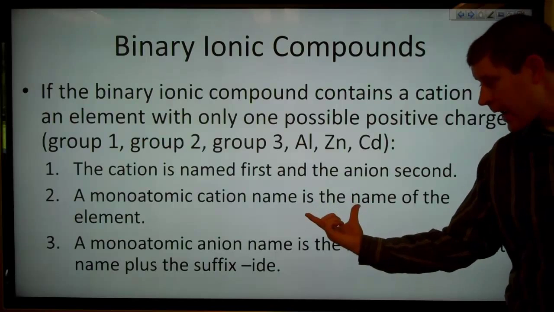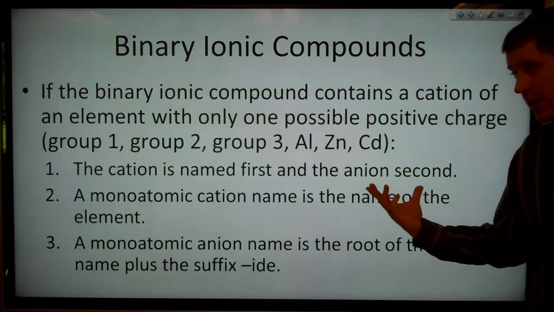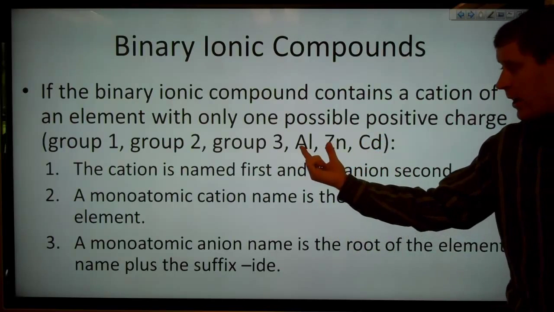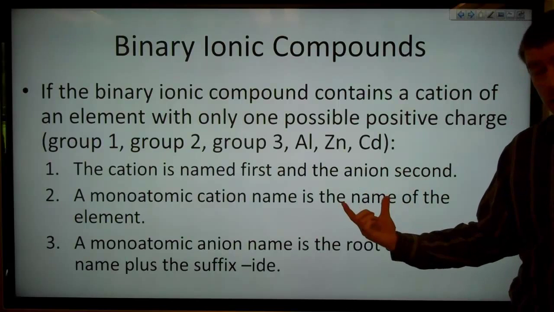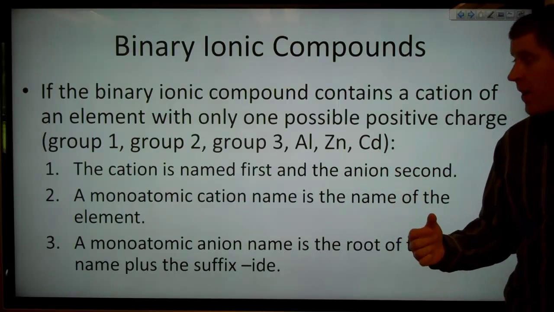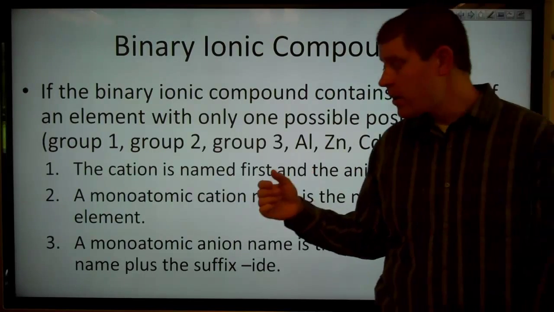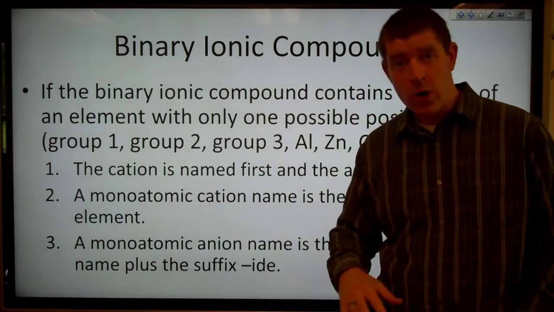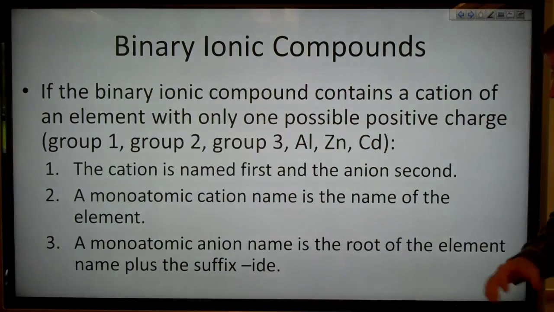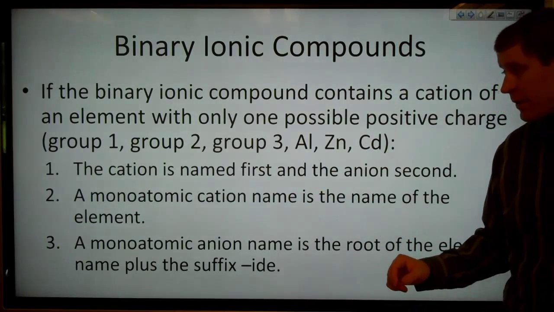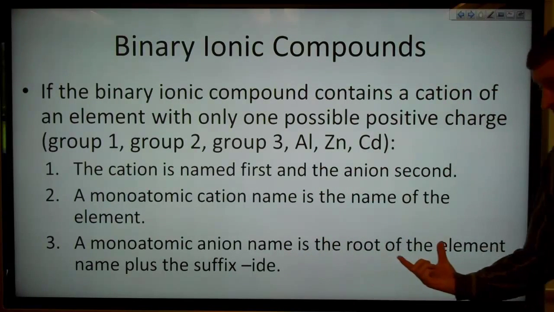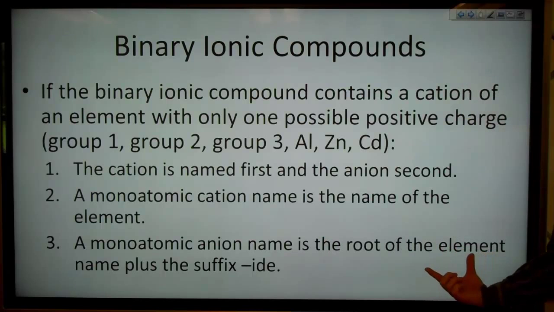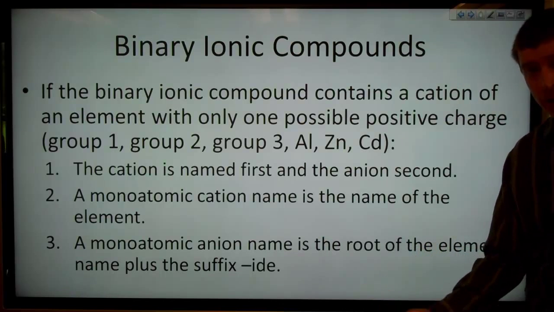A monoatomic cation name is the name of the element. So if we have, say, aluminum, the cation name is aluminum. If we have, say, a sodium ion, it's just sodium. We don't change the name of the element at all for a cation if it's monoatomic. So a monoatomic anion name is the root of the element name plus the suffix -ide.